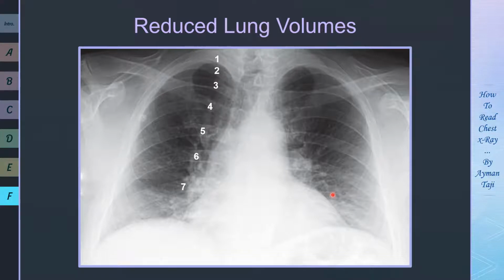When you see this, it's better to describe it as reduced lung volumes, not poor inspiratory effort, as it can be due to restrictive lung disease, or the diaphragm is elevated due to subpulmonic effusion, as we've seen in a previous lecture.